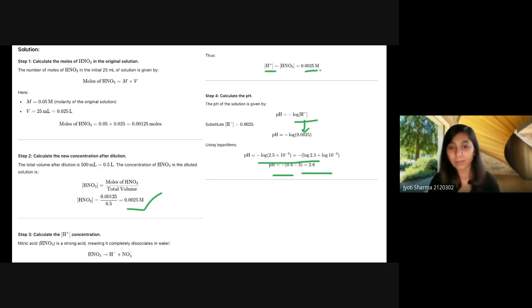And just see here, the pH value is less than 7, very near to zero. So it means that it is a very strong acid. So this is how you can calculate the pH of any solution.